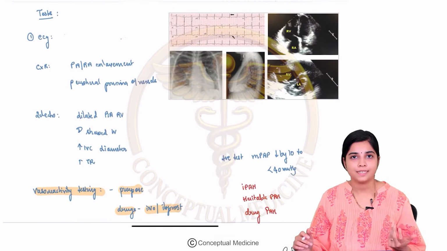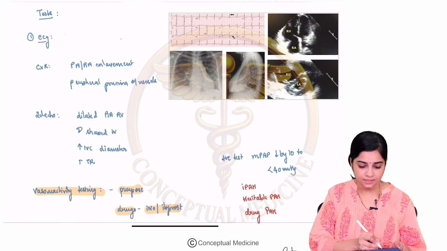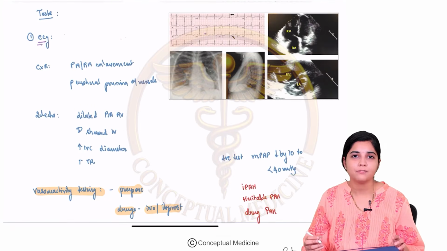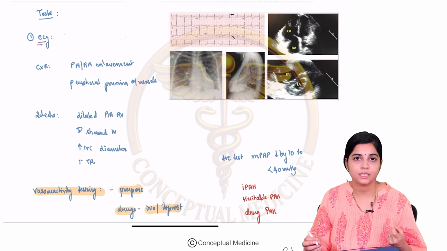Now, so what are the tests that we use to diagnose pulmonary hypertension? So, the first test is the ECG. So what are the findings that you would expect on the ECG? Which part of the heart, which chamber of the heart is going to be most affected in pulmonary hypertension?